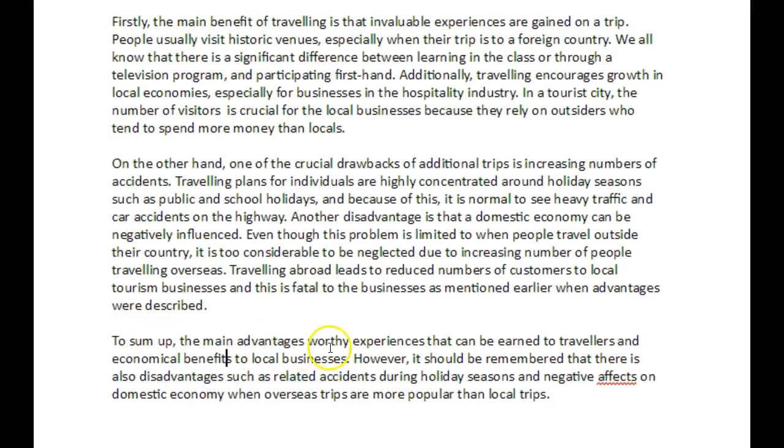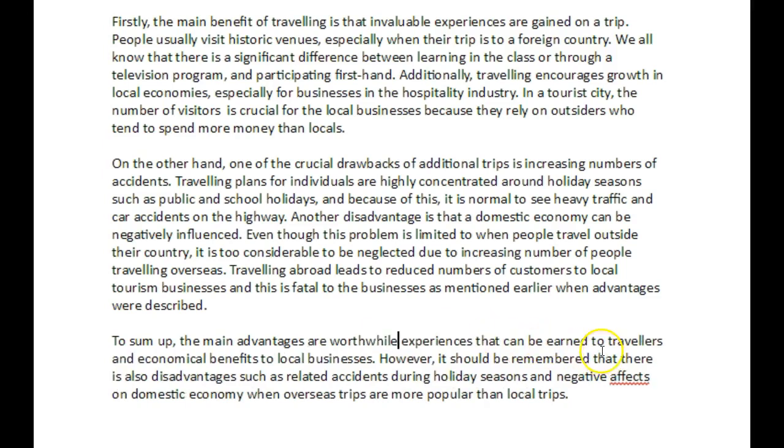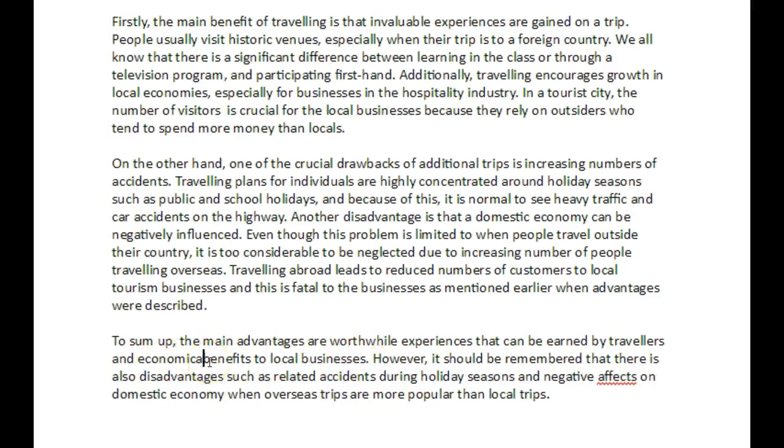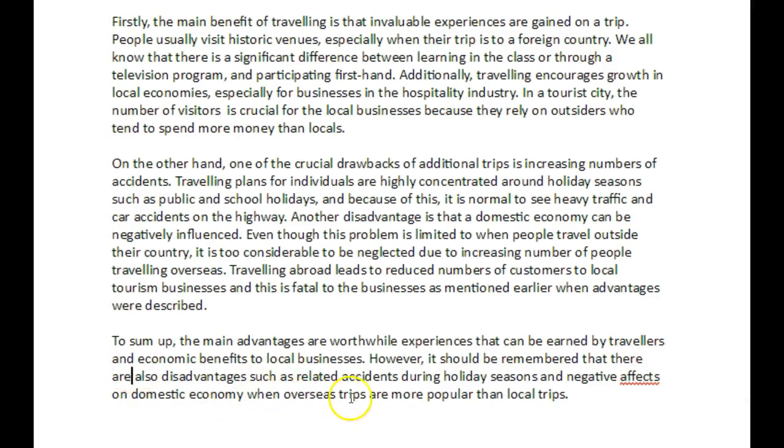But to sum up, the main advantages are worthwhile experiences that can be earned by travellers and economical benefits to local businesses. However, it should be remembered that there are also disadvantages, such as related accidents during holiday seasons and negative effects on domestic economies when overseas trips are more popular than local trips. Yes, but this point needed explaining more in the paragraph itself.